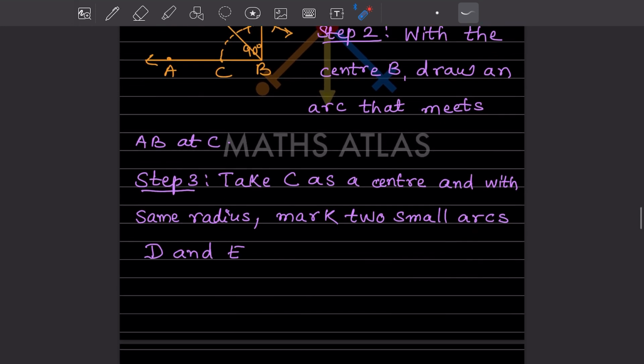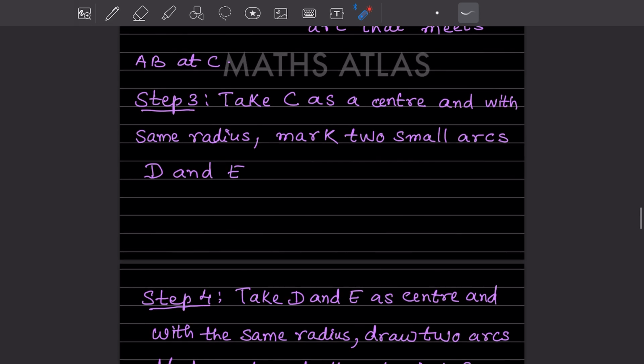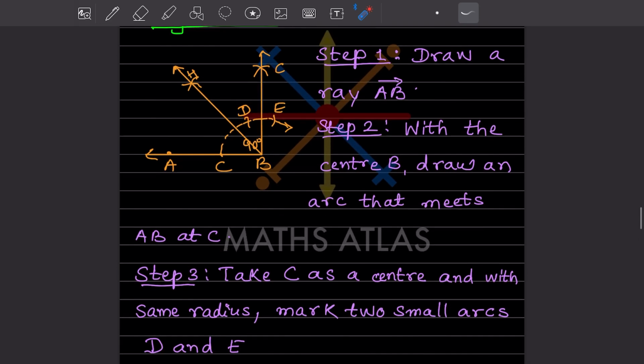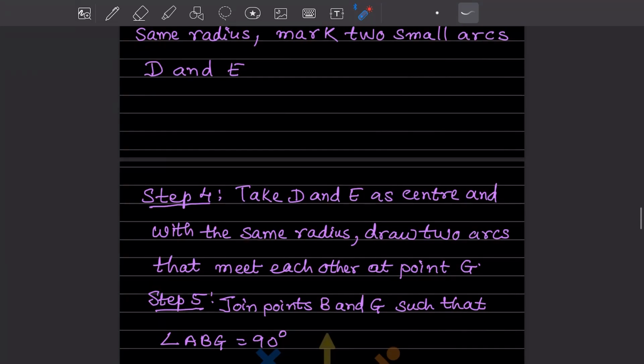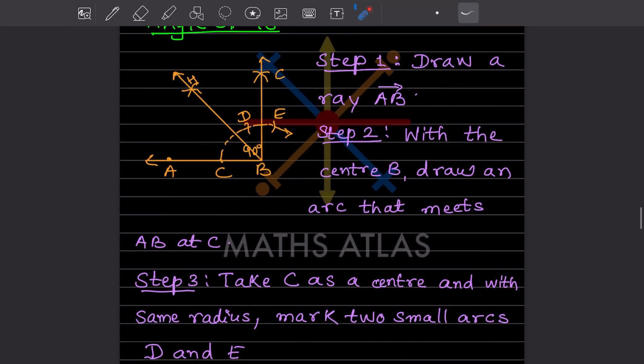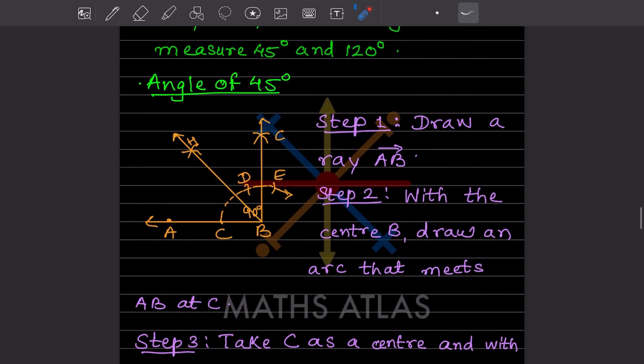Now you will take D and E as center, and with the same radius draw two arcs that meet each other at point G. So here it is going to meet at this point G. So join point B and G such that angle ABG is equal to 90 degrees. So this should be G.